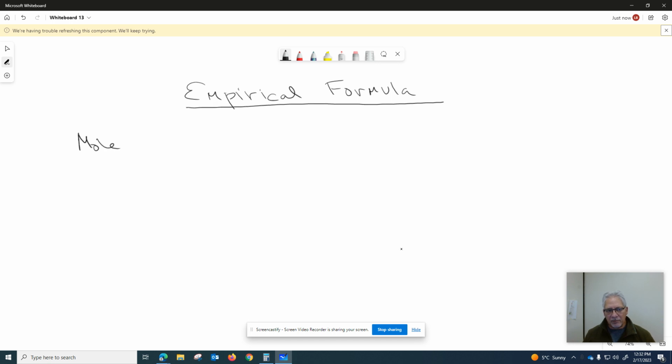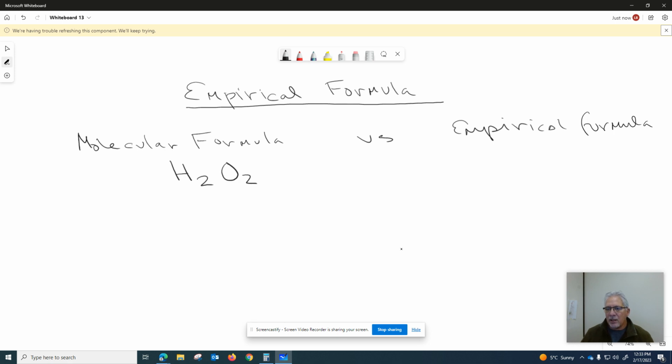Molecular formula versus empirical formula. For instance, we had the hydrogen peroxide. The hydrogen peroxide will have two hydrogen, two oxygen, right? And the empirical formula will be the ratio between hydrogen and oxygen in hydrogen peroxide. That will be one hydrogen per one oxygen. That will be your empirical formula, the relationship of atoms in a compound.